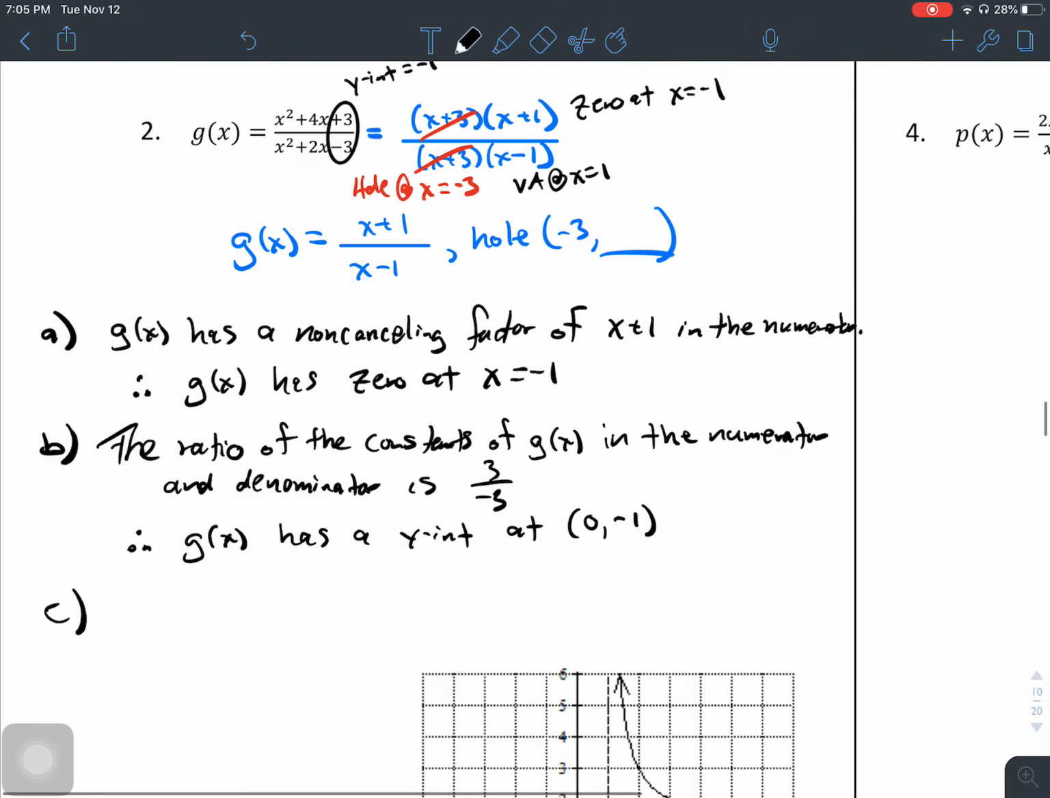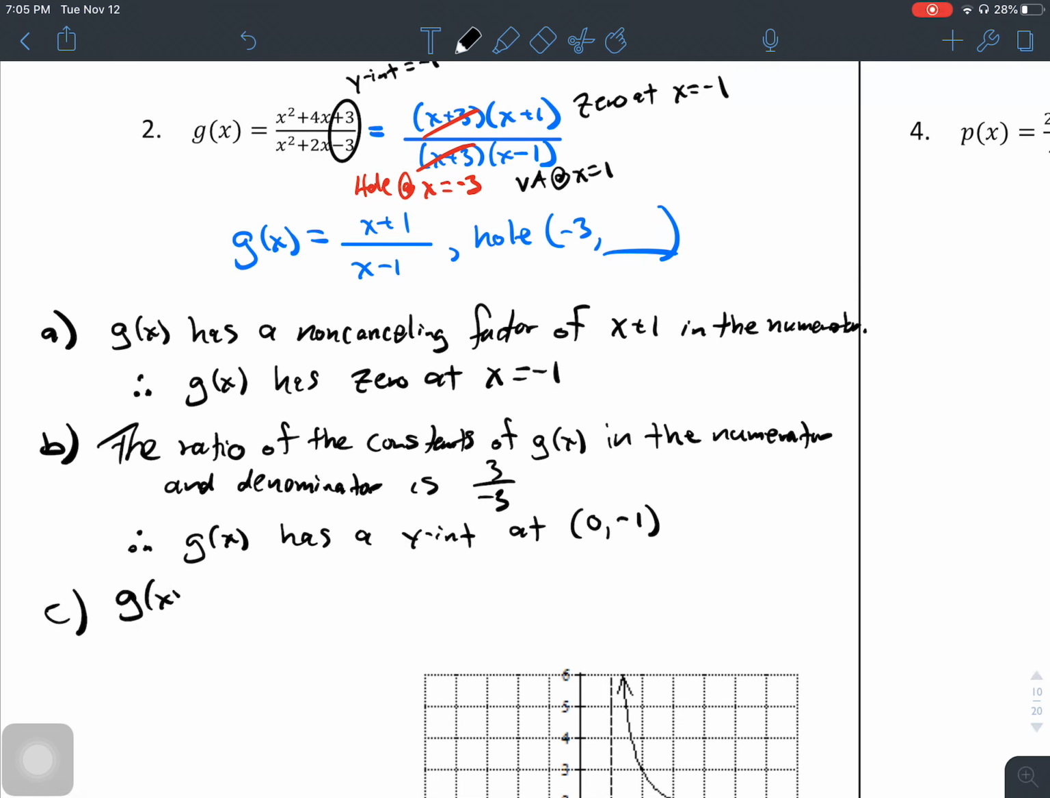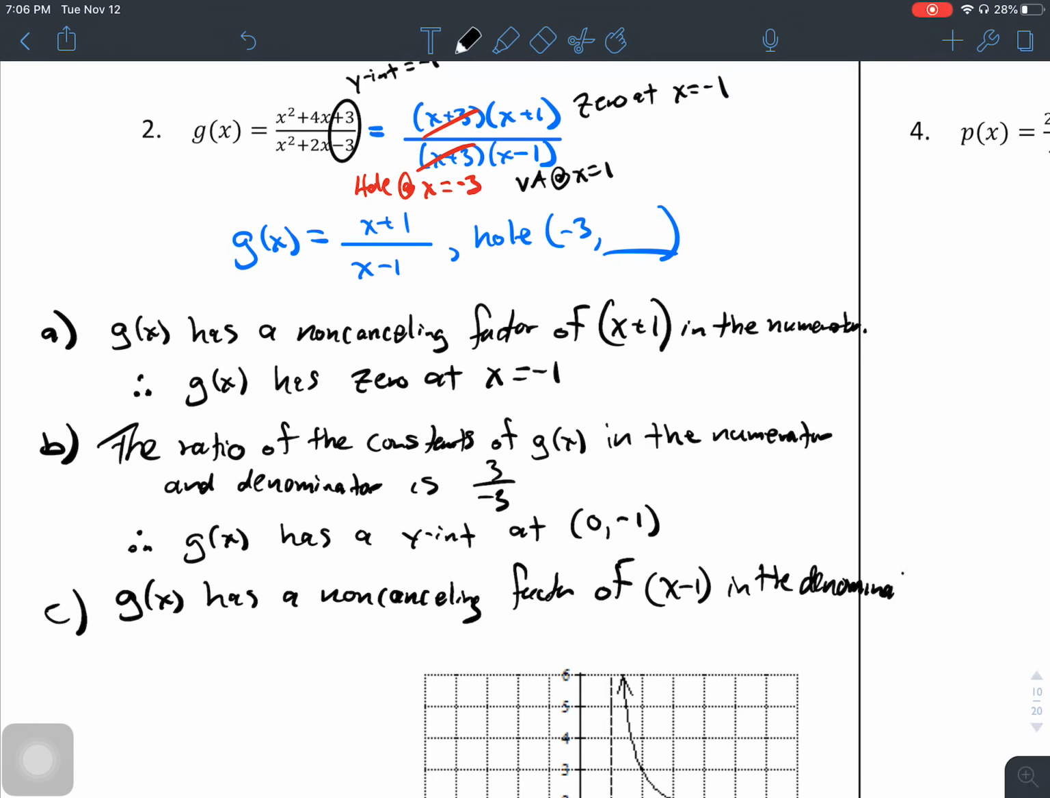C, we're supposed to find the vertical asymptote. G of x has a non-canceling factor of x minus 1 in the denominator. Therefore, g of x has a vertical asymptote at x equals 1.